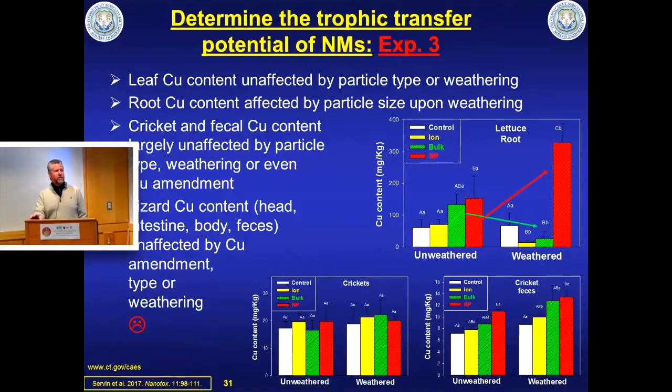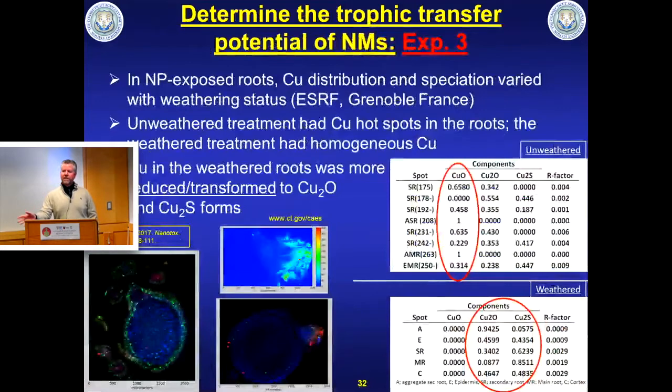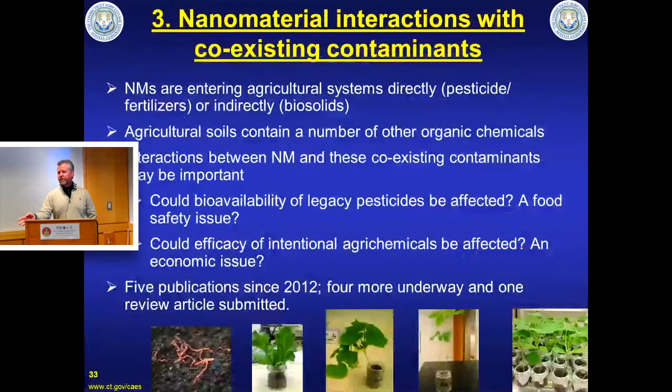So the last part I'll subject you to is this issue of co-contaminant interactions. There's already lots of other different kinds of chemicals and elements in agricultural soils. What's going to happen when nanomaterials get thrown into the mix? We've shown some of this already. You could have bioavailability issues. If your nanomaterial is increasing the uptake of some of these old organochlorine insecticides like DDE and chlordane, you could have a food safety issue.